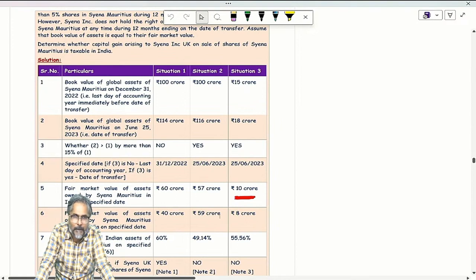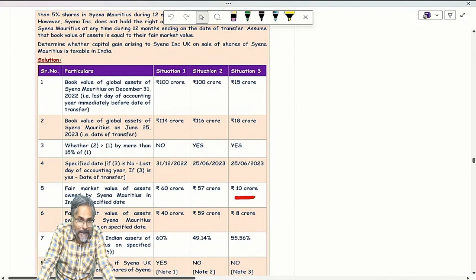Point number two. Once you have frozen the relevant date, on that date you have to check the substantial condition. And how do you check the substantial condition? Two things again. Point number one, the fair market value of the Indian asset should be more than rupees 10 crore. More than or equal to will not do. It has to be more than.